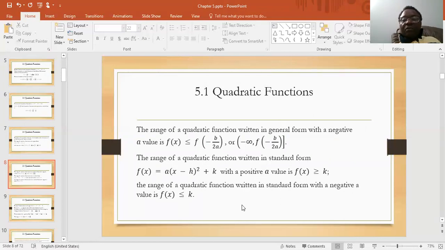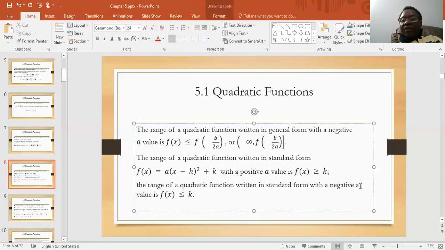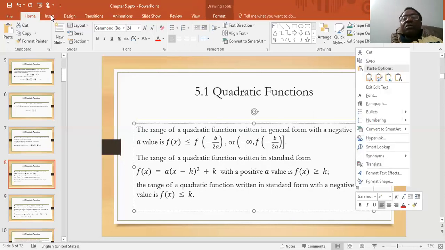So in standard form, if f of x equals a times x minus h squared plus k with a positive a, the values of f of x are greater than or equal to k. That is the range. The range of a quadratic function written in standard form with a negative leading coefficient a is f of x less than or equal to k.